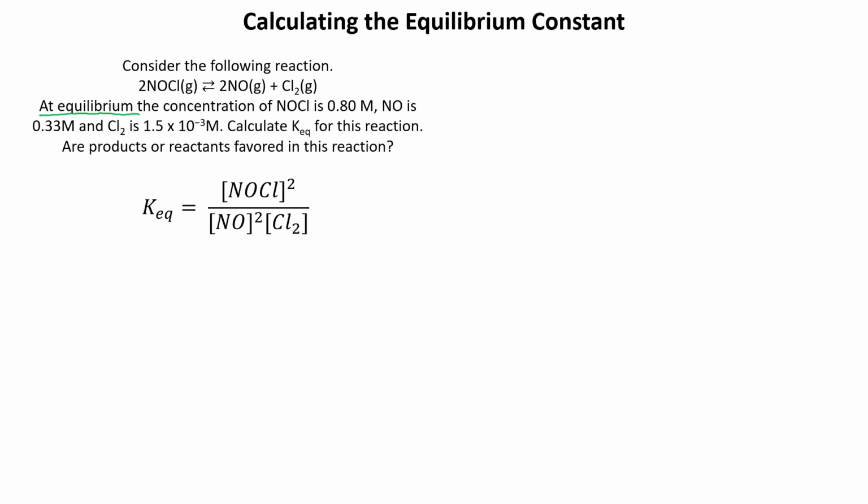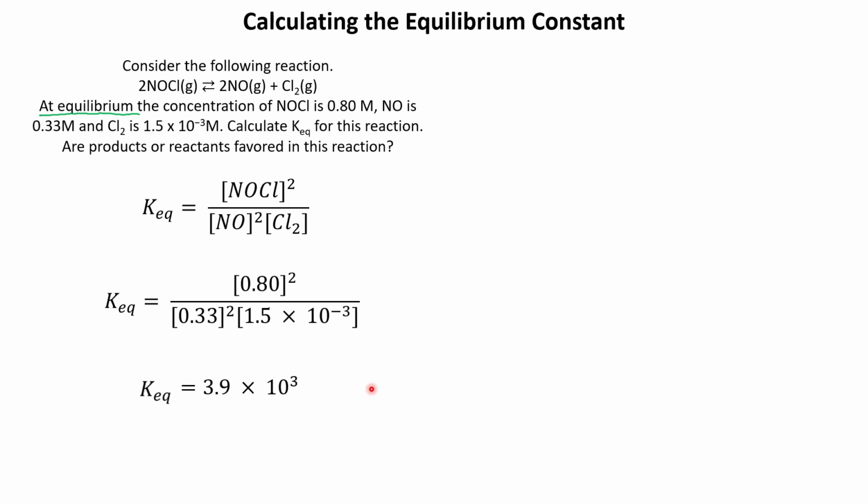Now let's plug in my numbers. So my NOCl is of course 0.8, that's going to be squared. My NO is 0.33, that is going to be squared, and my chlorine gas is 1.5 times 10 to the negative third, that's just raised to the first power. I just need to do a simple plug and chug in my calculator. Just make sure when you're putting this in that you're careful with your parentheses and things that need to be squared are squared. Watch your exponents, watch your algebra here. So plugging this into my calculator, I get 3.9 times 10 to the third.